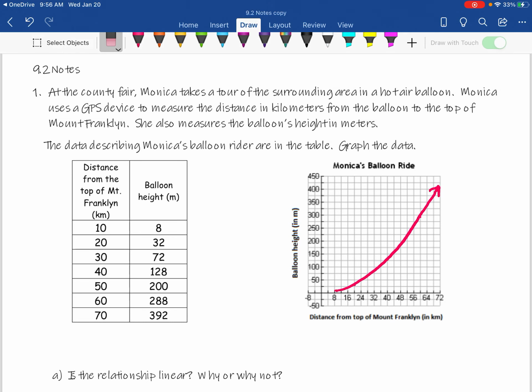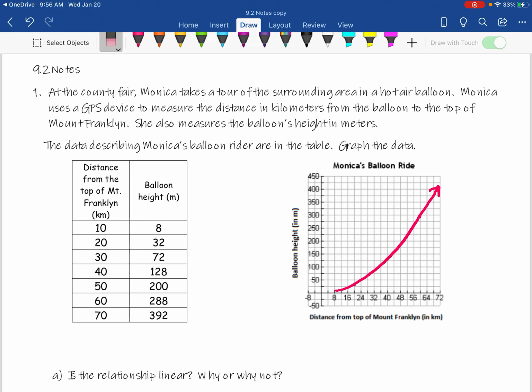All right, so today we are looking at our next type of family, and we're going to start by looking at this example with Monica. She's in a hot air balloon and she's used a GPS device to measure distance from the top of Mount Franklin and also the height of the balloon. And you can see I've gone ahead and graphed the points that are in the table, and I have a pretty good picture of my graph here.